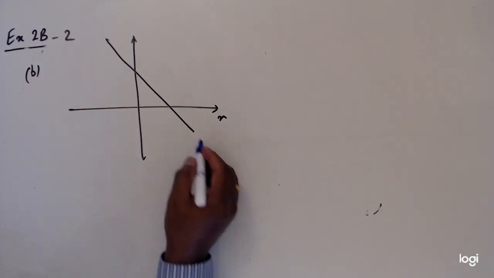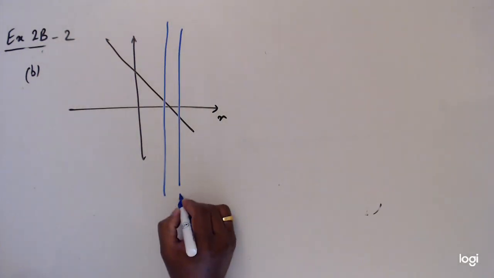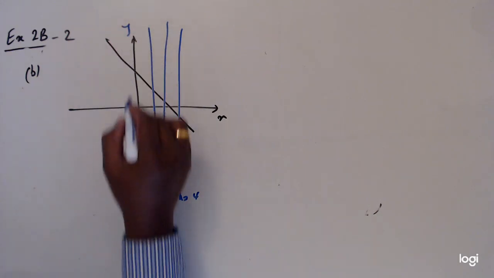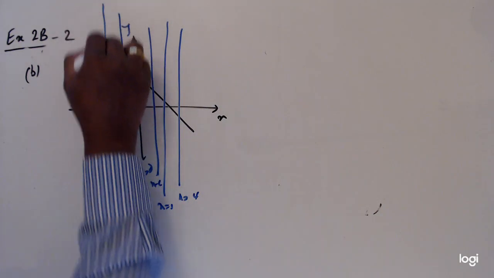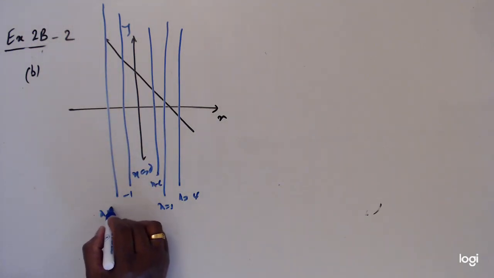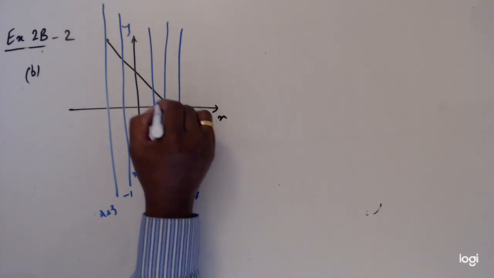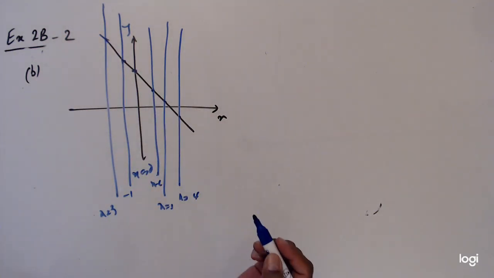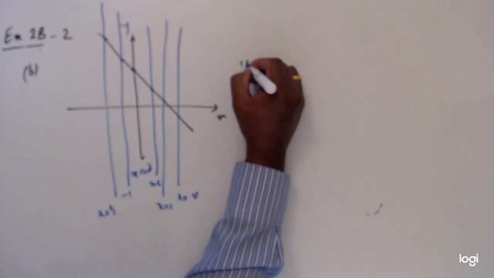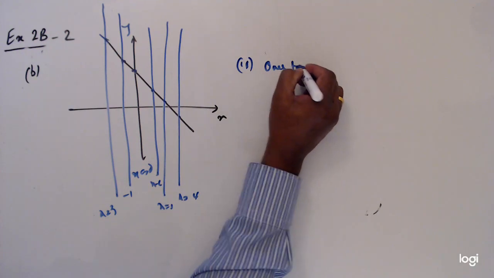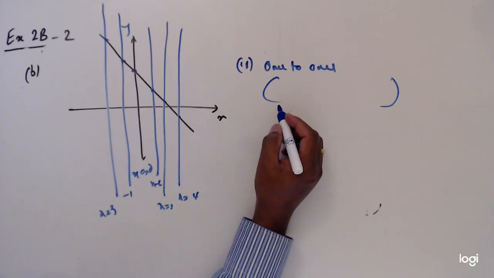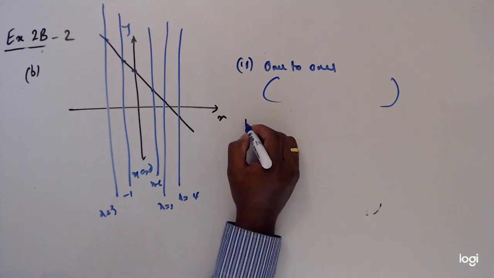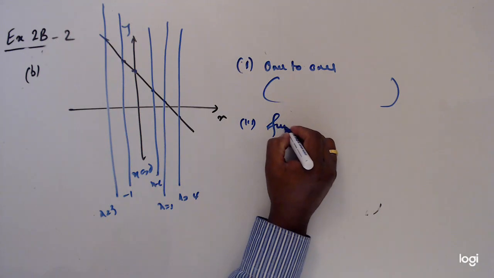Part B is very clear. For each x value, let's say x equals 4, x equals 3, x equals 2, this is the y axis, which is x equals 0, and x equals minus 1, minus 3. You can see that there is only one cut, only one crossing. So then the function is 1-to-1. Write the reason: each x value is mapped to a single y value, and hence this is a function.